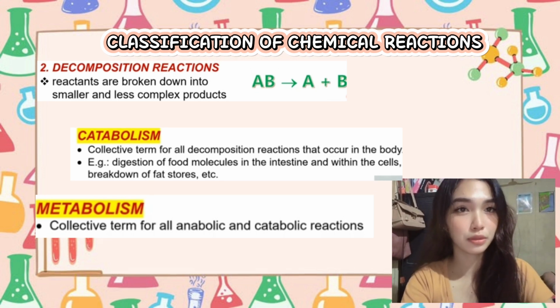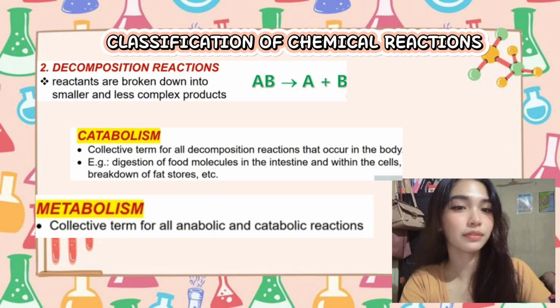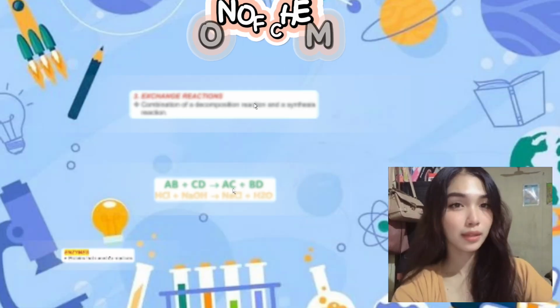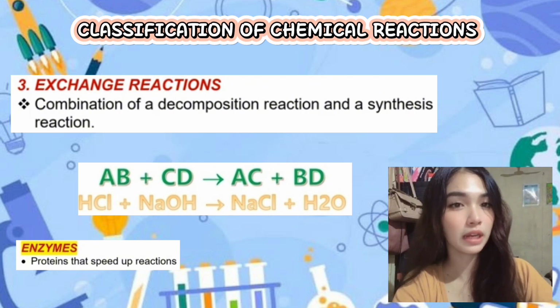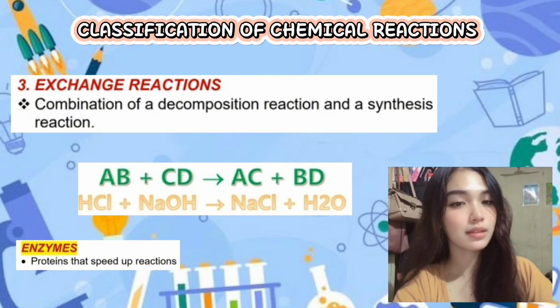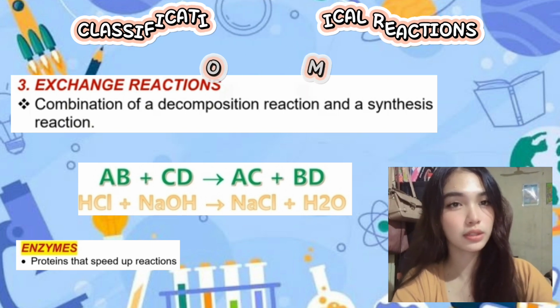Reactants are broken down into smaller or less complex products. Catabolism is a collective term for all decomposition reactions that occur in the body. For example, the digestion of food molecules in the intestine and within the cells, and breakdown of fat stores. Metabolism is the collective term for all anabolic and catabolic reactions. The third is the exchange reactions. It is a combination of decomposition reaction and synthesis reaction. Enzymes are proteins that speed up reactions.